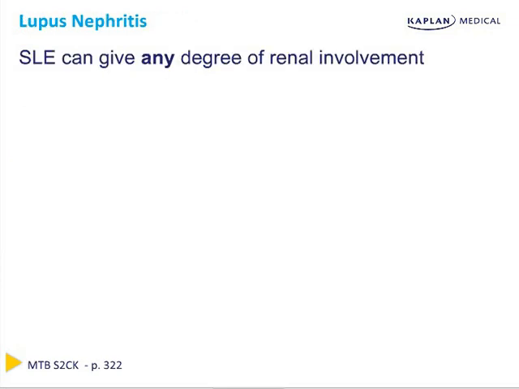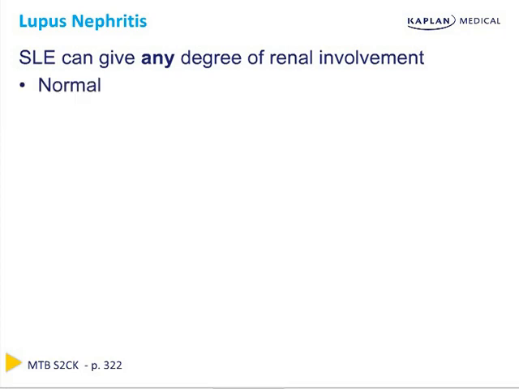You may remember from the USMLE Step 1 that you had to memorize the 5 classes of lupus nephritis and how to identify them by pathologic specimen. Luckily for Step 2, you do not need to remember that level of detail. All you need to know is that lupus can give you both a nephrotic or a nephritic presentation, and it can actually give you any degree of renal involvement.